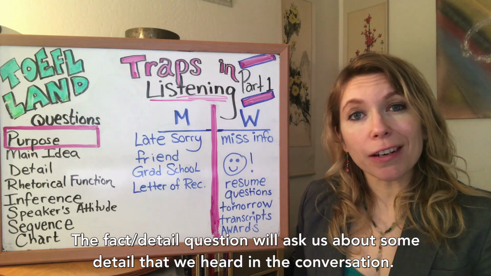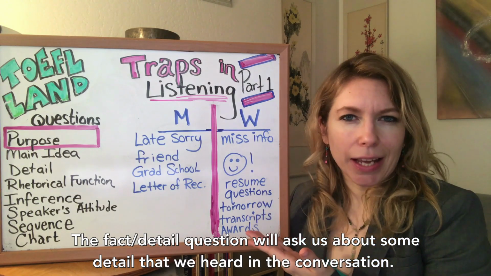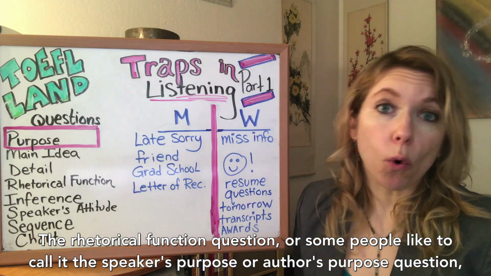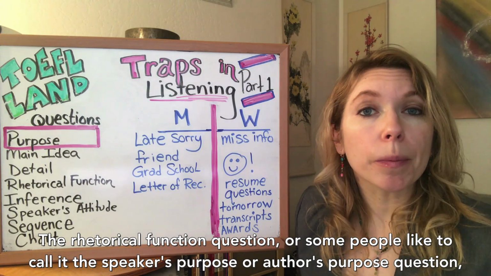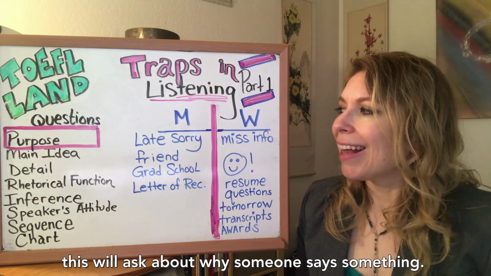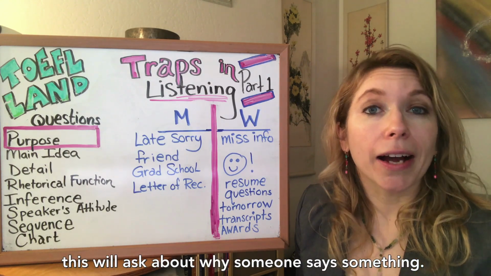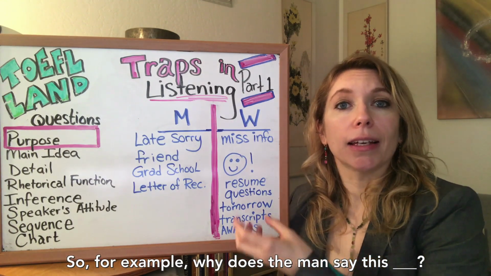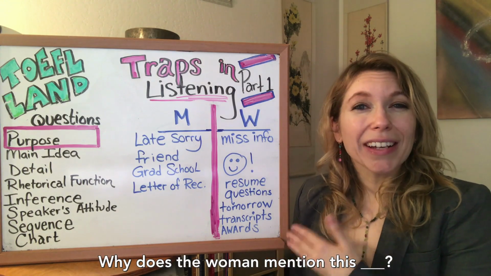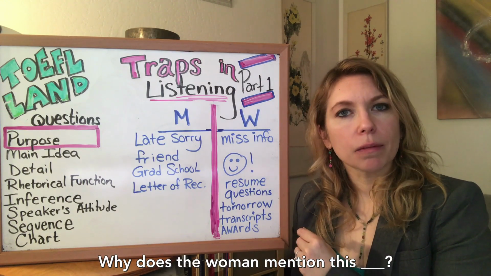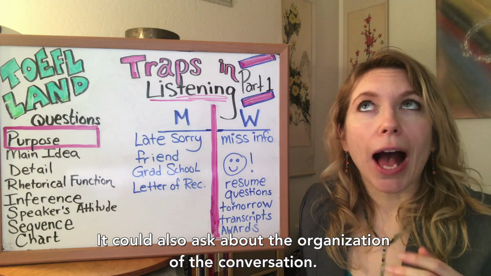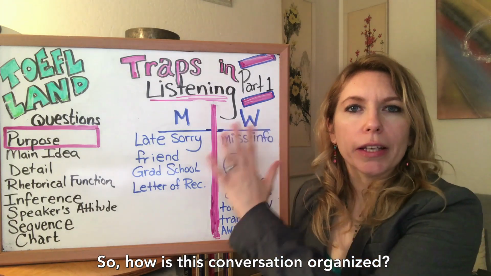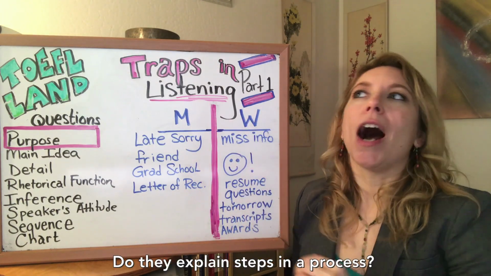The fact detail question will ask us about some detail that we heard in the conversation. The rhetorical function question, or some people like to call it the speaker's purpose or author's purpose question, this will ask about why someone says something. So for example, why does the man say this? Why does the woman mention this? It could also ask about the organization of the conversation. So how is this conversation organized?